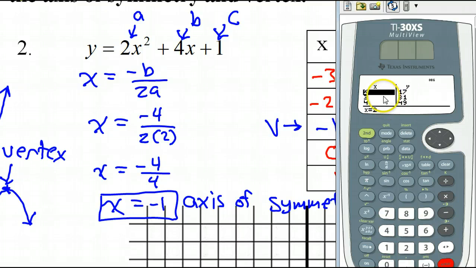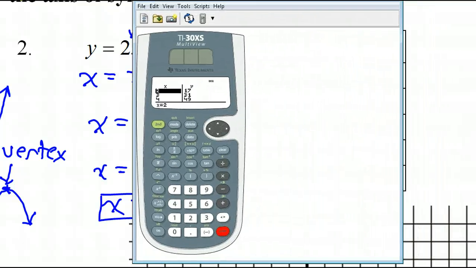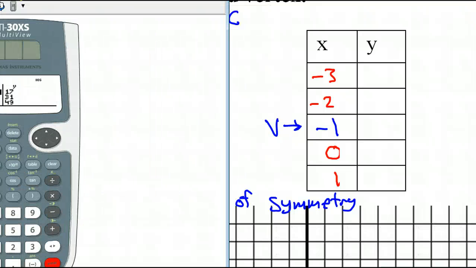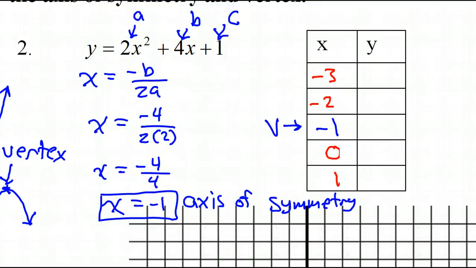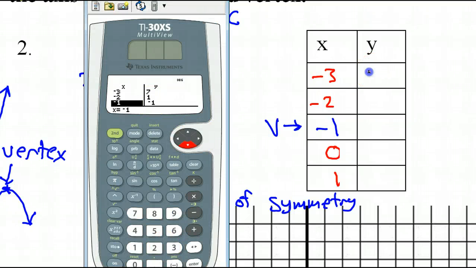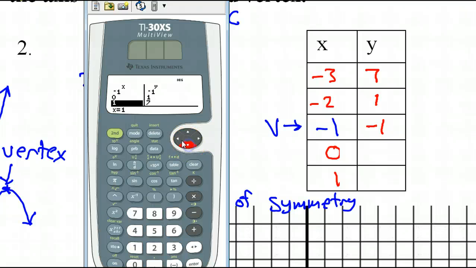And here we go. I need to scroll to -3 because that's going to be my first x value. Let's see if I can move over here. I knew that was going to happen. Okay, that works out pretty well. Scroll to -3. Okay, so now I can see that at -3 we have 7, then 1, -1. And then at 0 and 1 I have 1 and 7.